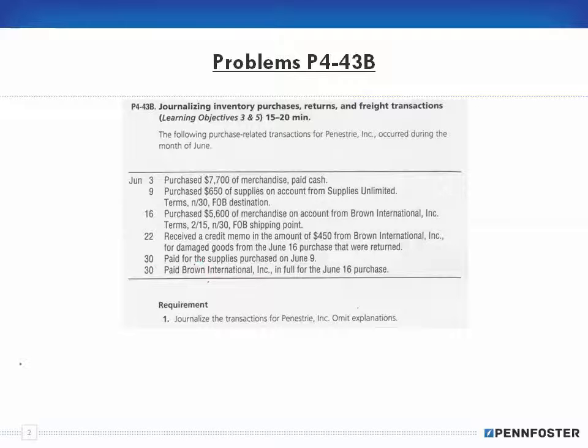Right? So it says June 3rd, purchased $7,700 of merchandise, paying cash. So when I make a journal entry, I have the date, and I do my debits first and my credits last. So, the first question I ask myself, am I affecting cash? And yes, I'm paying cash. So if I'm paying cash, my cash is decreasing. So I have a credit to cash for the $7,700. And what am I buying?